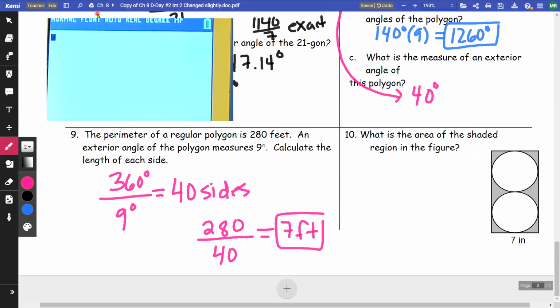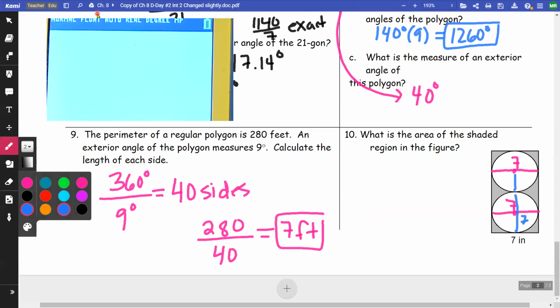Okay, on number 10, we have a circle that is inscribed, it's touching the sides. So that means my diameter is 7 for that one, and my diameter is 7 for this one. That also means that going this direction, this is also a diameter of 7, and this is also a diameter of 7. So this is going to be 14 going all the way here. For my rectangle, I'd have 7 by 14, and 7 times 14 is 98.